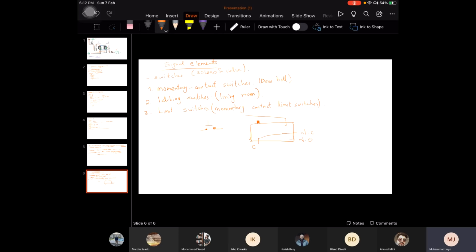So the common is basically connected to normally closed. Once this switch is pressed by pressing this bar, you can connect it as a sensor. When anything touches this bar, it will press the switch, and once the switch is pressed, this bar, which is the common connected to normally closed, will move towards normally open. And once it is depressed, again the bar will go back from normally open to normally closed, its normal position. This is what a limit switch is.